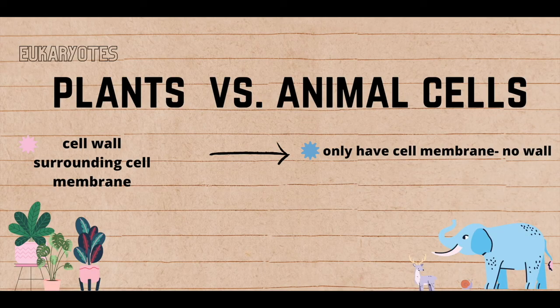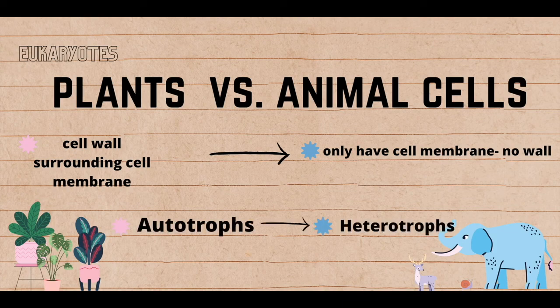Another major difference between plants and animals is the way that they get their food or energy. Plants are what you call autotrophs, and animals are what you call heterotrophs. Autotrophs make their own food. Plants and algae are great examples of autotrophs. They basically take the energy of the sun and transform it into glucose, which is the food source and energy source for these plants. And this process is called photosynthesis.